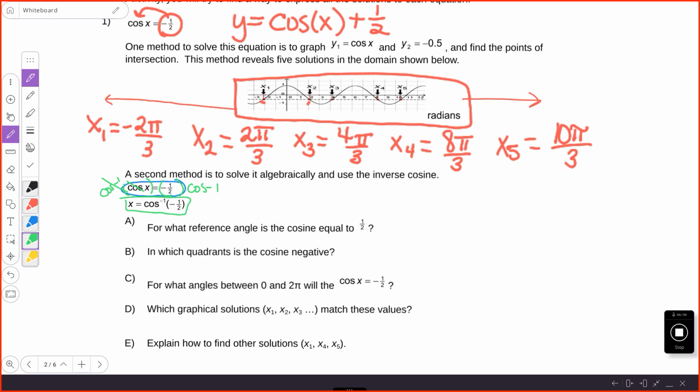So the first thing I need to ask myself is, for what reference angle is cosine equal to 1/2? You can look at the top of the page. Where does cosine equal 1/2? At pi over 3. Cosine is 1/2 at pi over 3. You just look at the table that we just filled in, right?